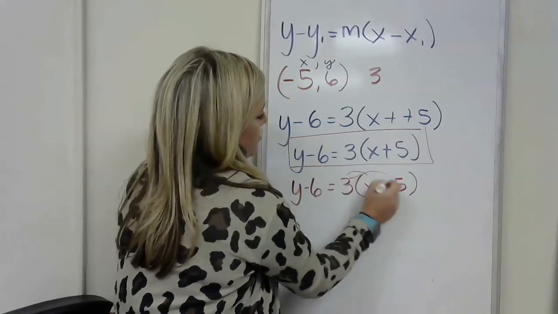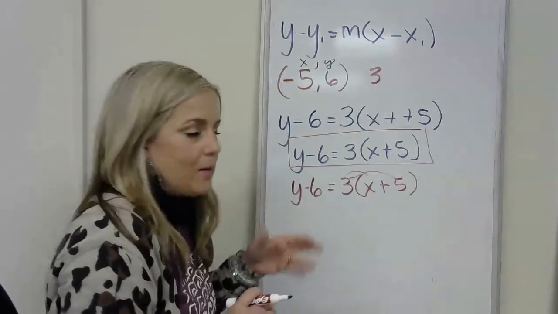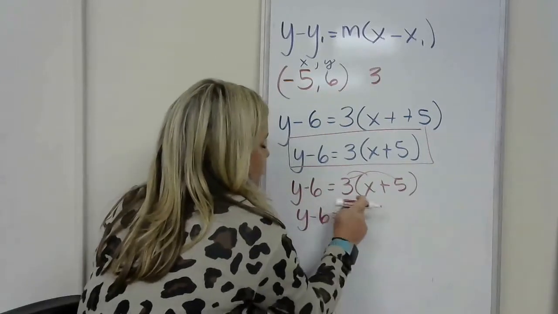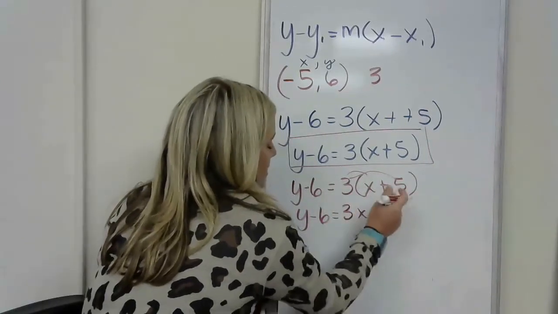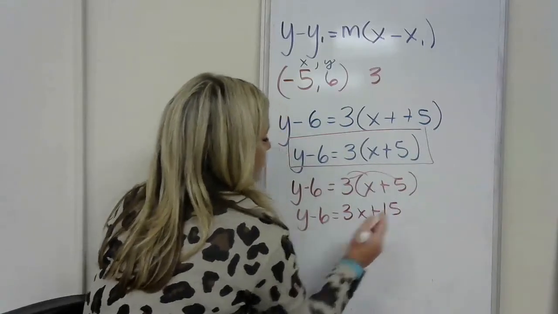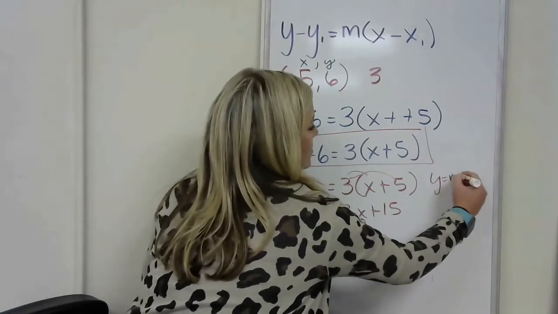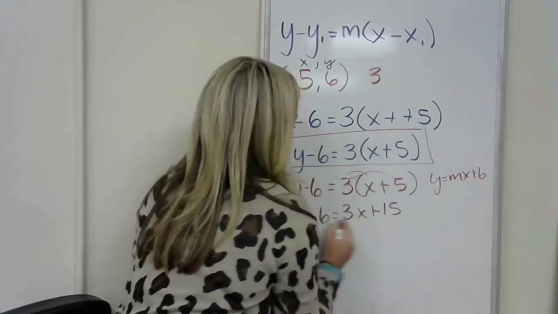I've got to distribute this 3 to everything inside that set of parentheses. So now I have y minus 6 is equal to 3 times x, 3x, and 3 times 5 is 15. So 3x plus 15. All right, now this is starting to look like y equals mx plus b. The only thing is this.